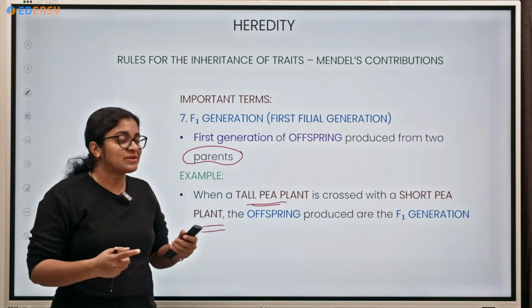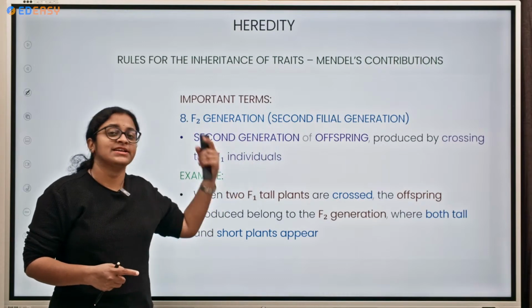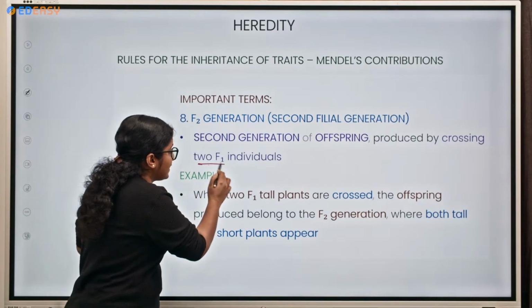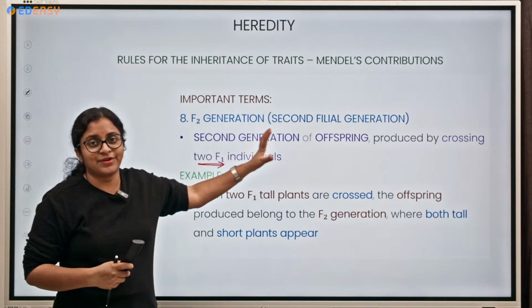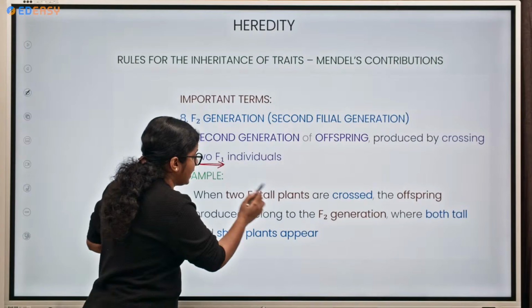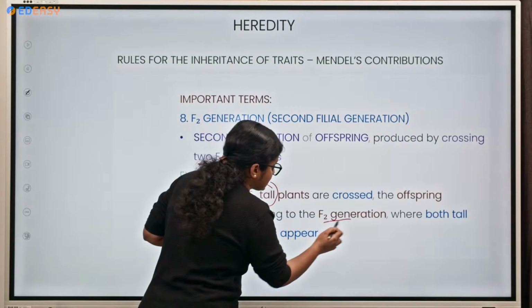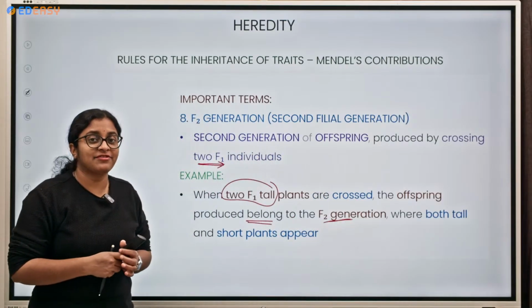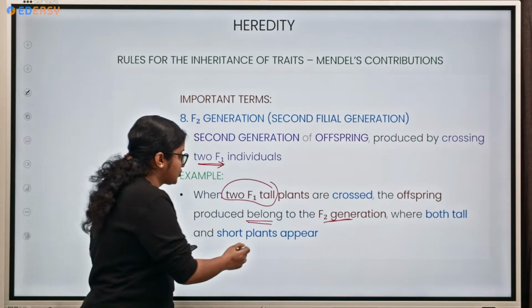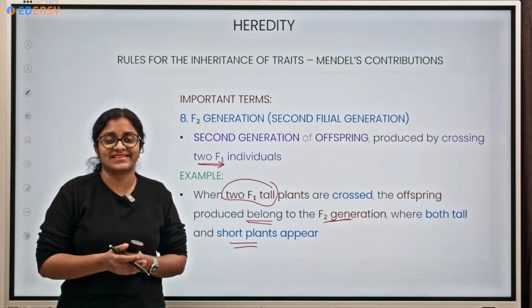Now we have one more generation. What is that? F2 generation, the second filial generation. So what is the meaning of the second filial generation? It is the one formed when there is a crossing of two F1 individuals. So when two F1 tall plants are crossed, the offspring belongs to the F2 generation. In the F2 generation, we can see a combination of the tall plants as well as the short plants. So these are the important terms.